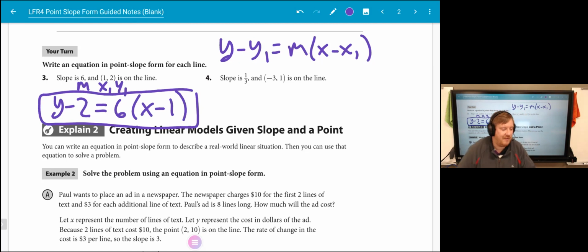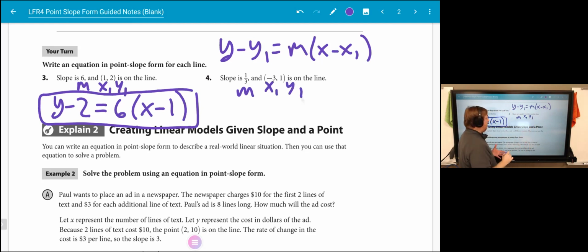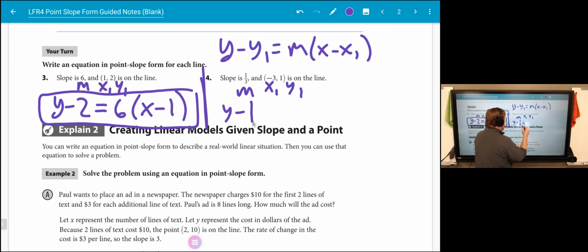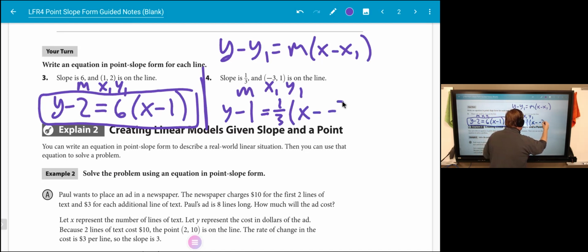Okay, you've done number 4. Fantastic. Let's double check it here. This is our m. This is our x1. This is our y1. So y minus, make sure we know which problem we're doing, y minus y1, which is 1, equals m, which is 1/3, times x minus x1. Minus a -3, we could rewrite that to give +3, and that's it.